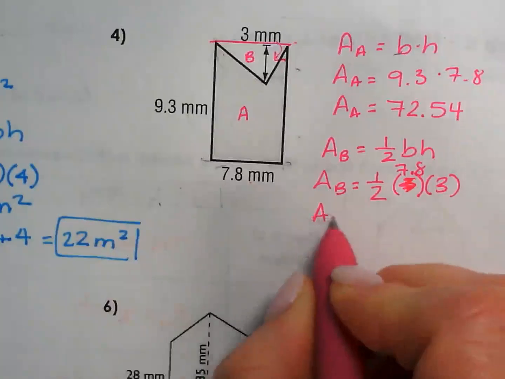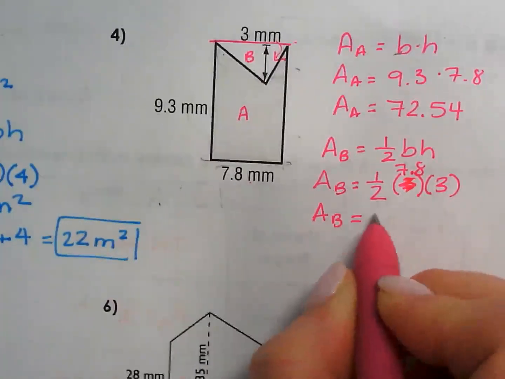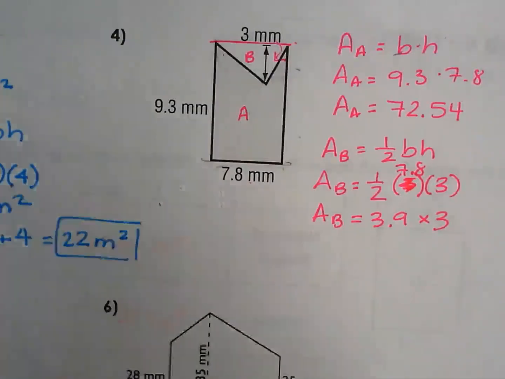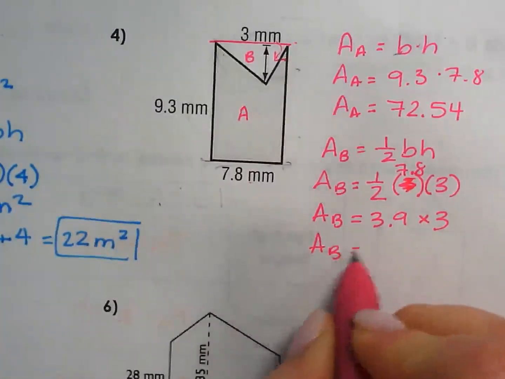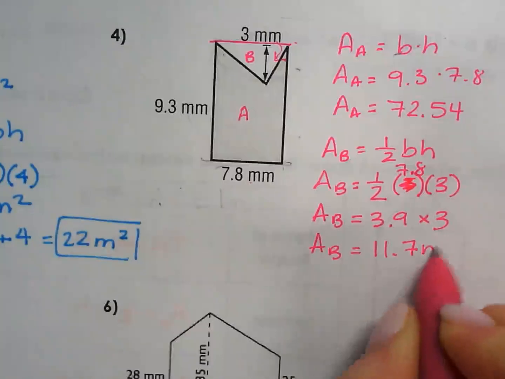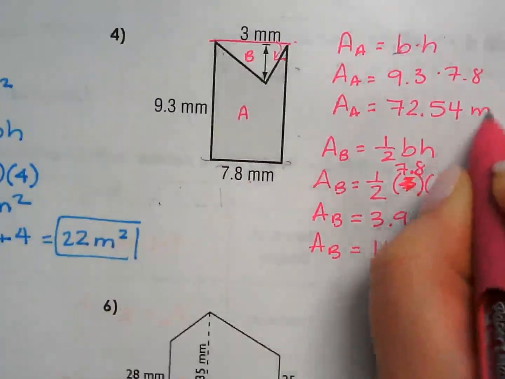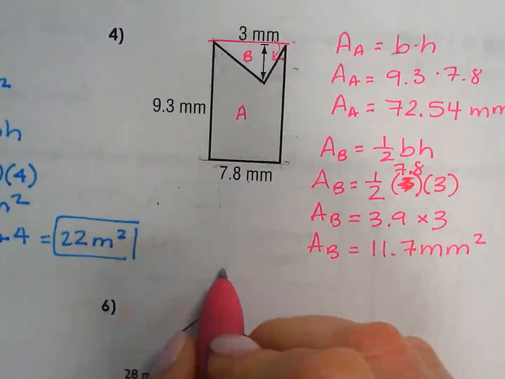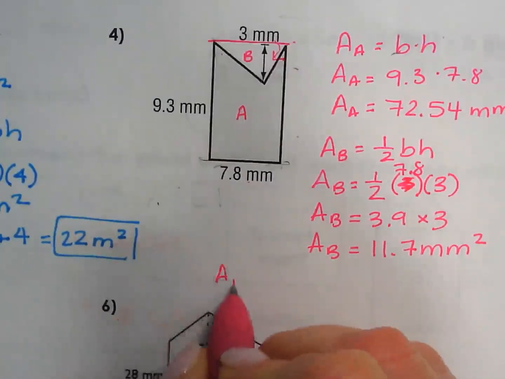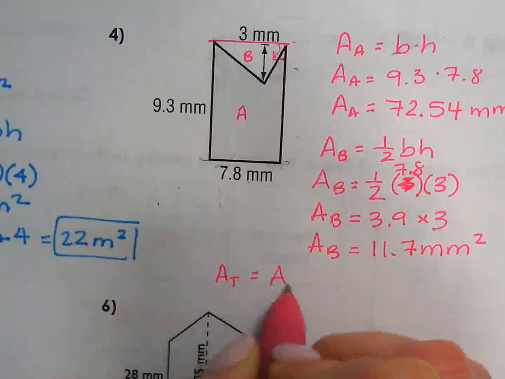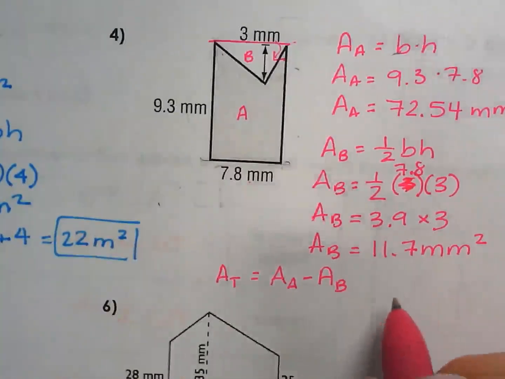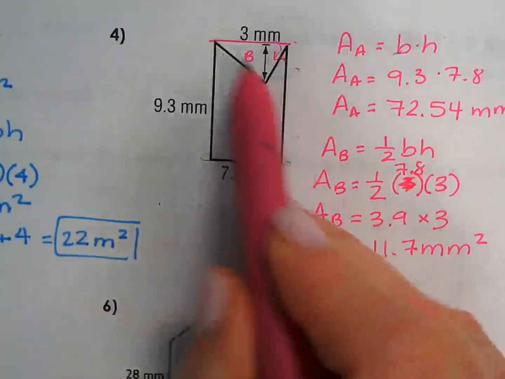So the area of B is going to equal 3.9 times 3, and that will give me a grand total of 11.7 millimeters squared. I should have put that up here too. And again, the grand total, now this is the difference. The total area will equal the area of A minus the area of B, because we took this whole rectangle and we're cutting this triangle out.